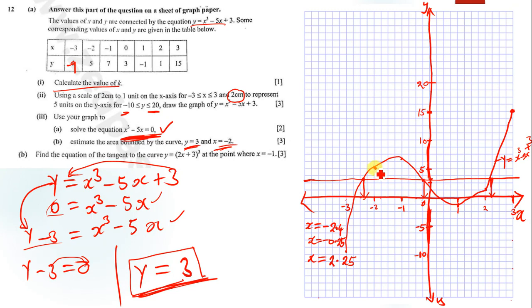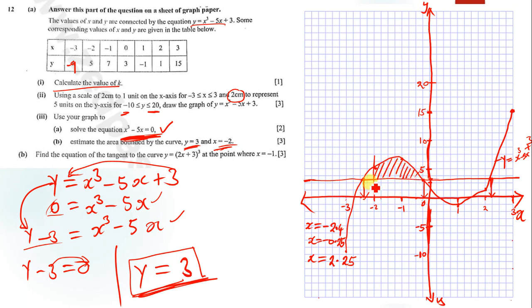So x is equal to negative 2 is this line here. Now they are asking us to find the area bounded by this curve, this line, this line, and the curve. Meaning we're finding this area here. So how do you find the area of that part?